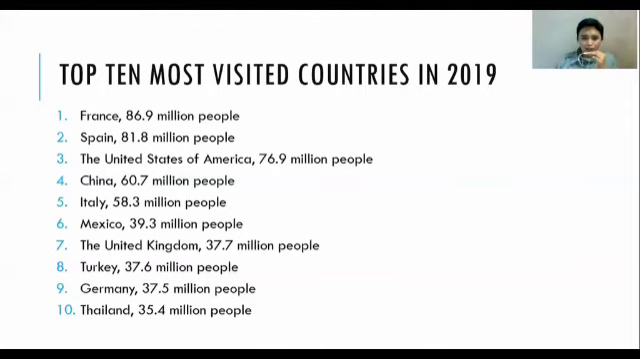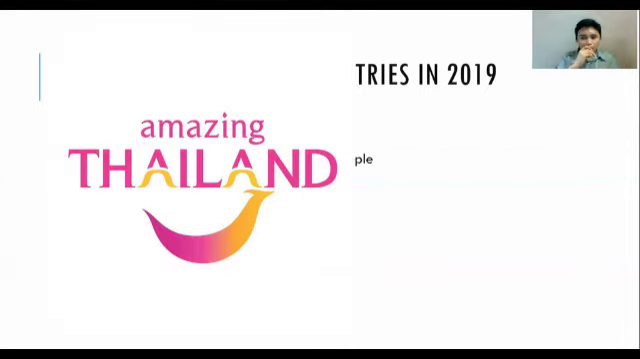And then, of course, China, because there are so many UNESCO World Heritage Sites here. Actually, China has the most UNESCO World Heritage Sites. And then Italy also has many heritage sites, so people visit those heritage destinations. Okay, and then of course Mexico, the United Kingdom, Turkey, Germany, and in Southeast Asia, the only most visited country in ASEAN is Thailand. So that's amazing, Thailand.